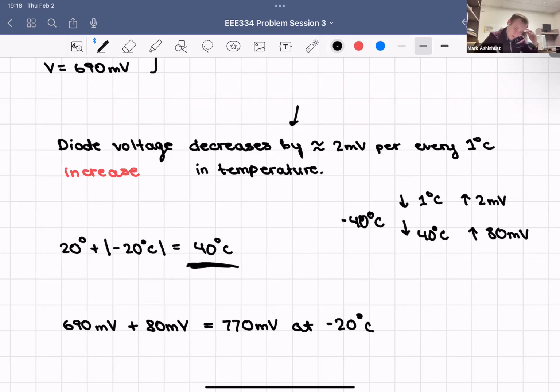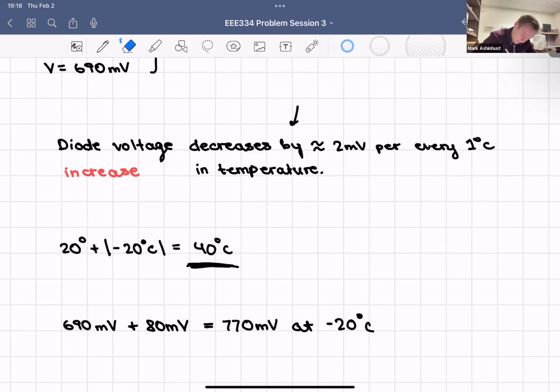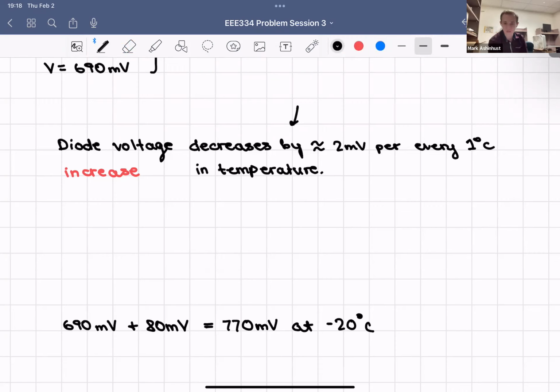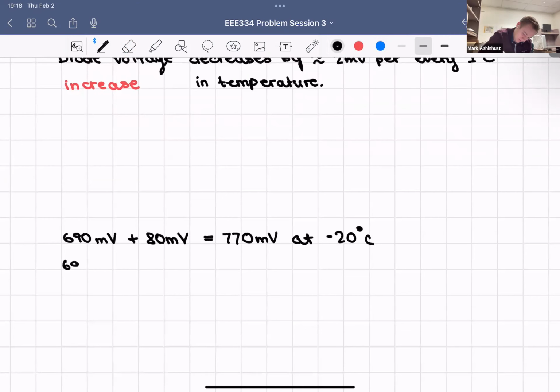And then we just do the same thing with 85, but 85 this time was a change of 20 to 85, which is an increase of 65 degrees Celsius. So that increase of 65 degrees Celsius is 65 times 2, 130 millivolts. We're not going to increase, we're going to decrease by 130 millivolts because we increased temperature. They're inversely proportional, which means we're going to end up with 560 millivolts at 85 degrees Celsius.